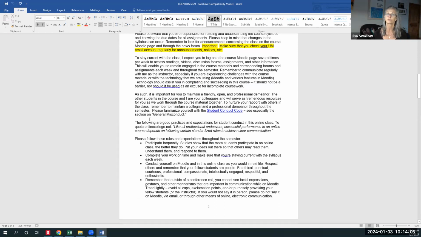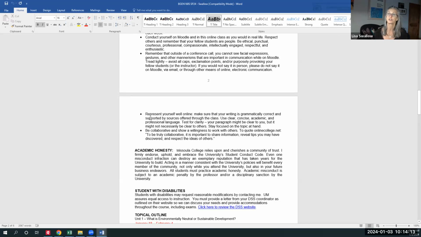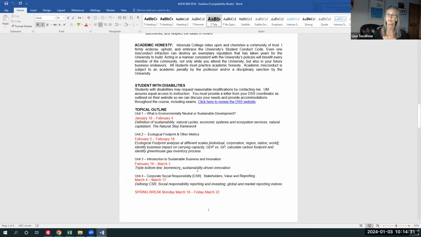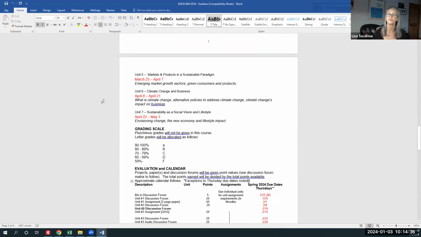So here's the rules of netiquette, of course: being respectful, completing your work on time, staying current with the materials, representing yourself professionally online, etc. Here is the commentary about academic honesty. And if you need any sort of support or accommodations, please let me know immediately, and I will, of course, accommodate that. Here's your topical outline that coincides with the units that I just showed you. The grading scale is a straight A, B, C, D, F over 90, 80, 70, 60.